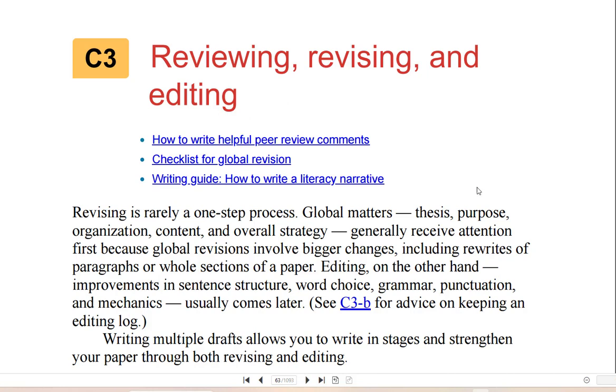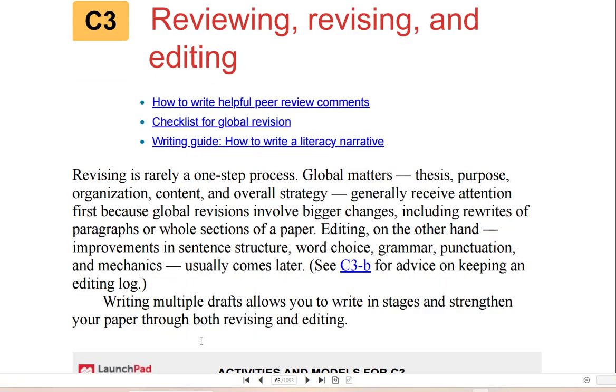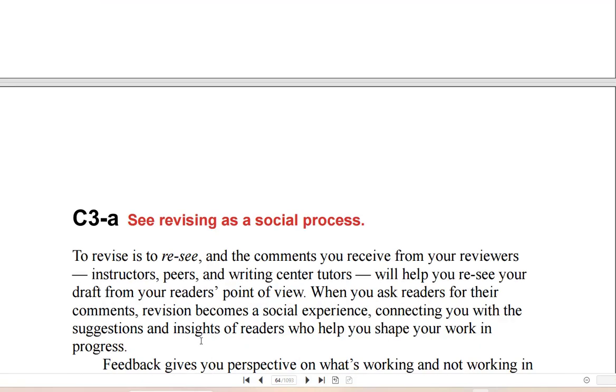So revising is rarely a one-step process. Global matters, thesis, purpose, organization, content, and overall strategy generally receive attention first because global revisions involve bigger changes, including rewrites of paragraphs or whole sections of a paper. Editing, on the other hand, improvements in sentence structure, word choice, grammar, punctuation, and mechanics usually come later. Writing multiple drafts allows you to write in stages and strengthen your paper through both revising and editing.